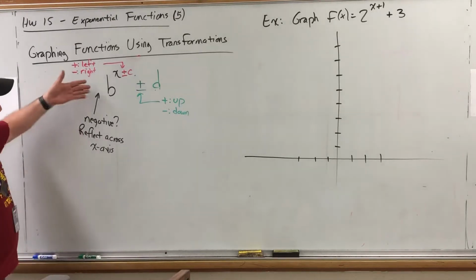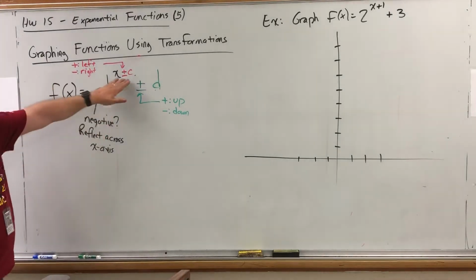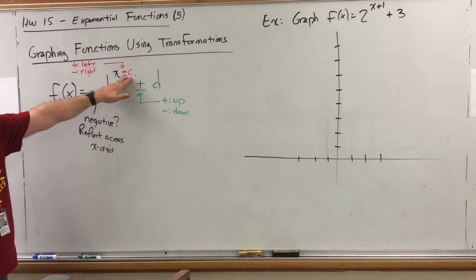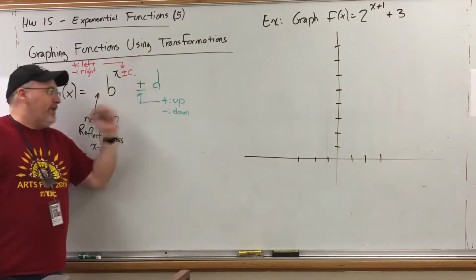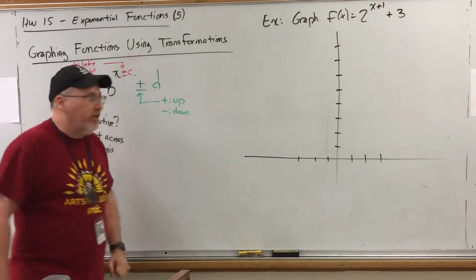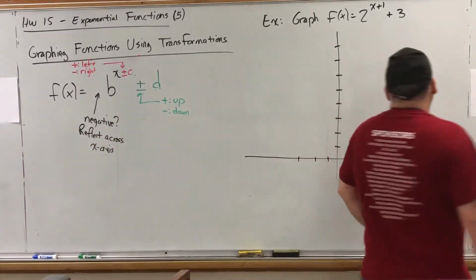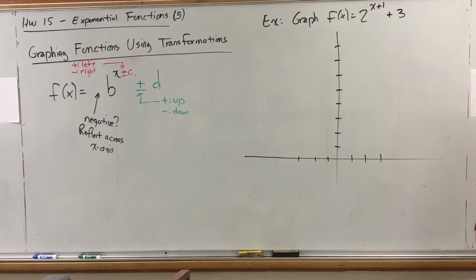So in summary, negative in front flips it. Plus or minus here moves it left or right, but the opposite of what you would think. Plus or minus at the end moves it up or down, what you would think. So how do we take advantage of that? Well, let's take a look at this particular example.